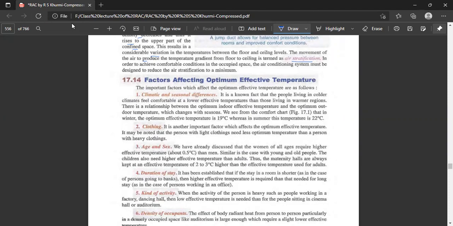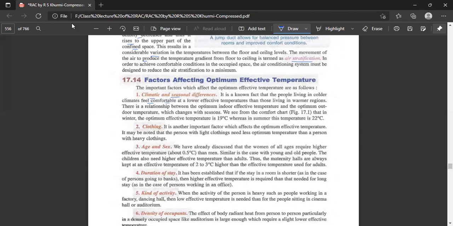The important factors which affect the optimum effective temperature are as follows: climatic and seasonal differences. It is known that people living in colder climates feel comfortable at a lower effective temperature than those living in the warmer regions.